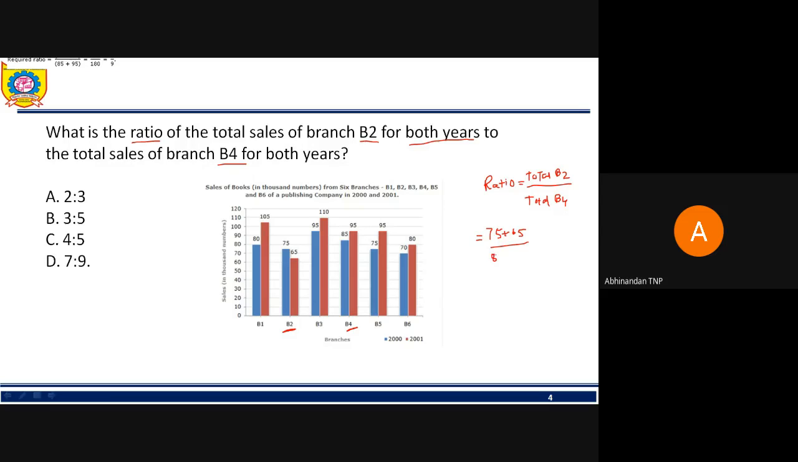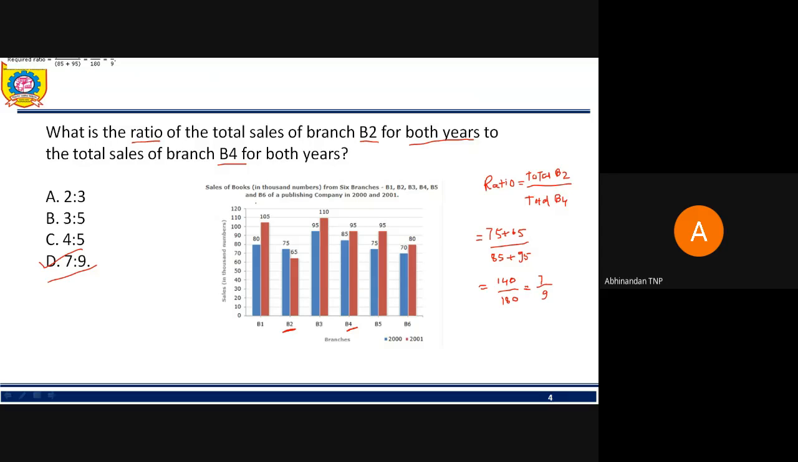B4 is 85 plus 95. So what do you get? This is 140 over 180, the 0 gets cancelled. So it is 7 by 9. Means 7 is to 9 is the right answer. Option number D is correct.